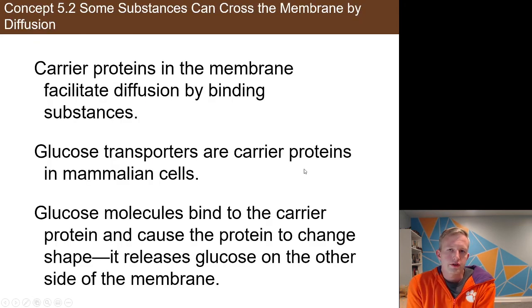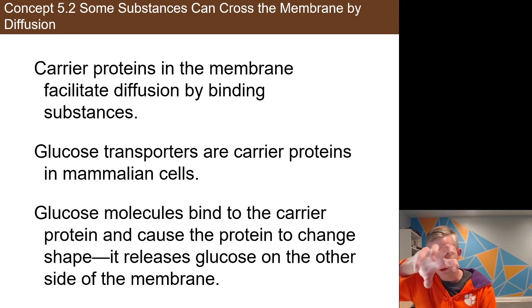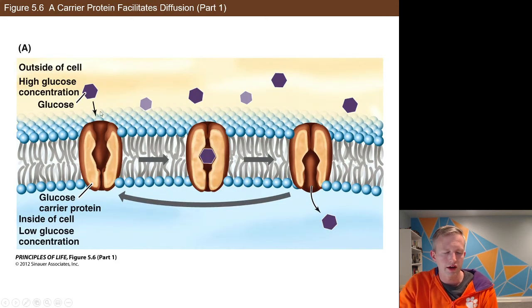Carrier proteins do this by binding their substances. So glucose transporters are great examples of carrier proteins, and we'll see in the next slide a visual of this. But the glucose binds onto the carrier protein, changes the protein shape, which then basically drives the glucose into the cell, and you can see how we represent that here.